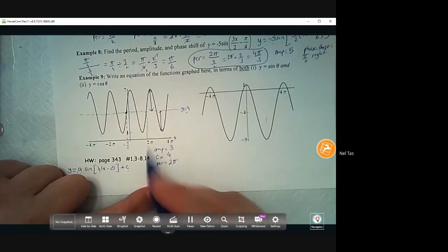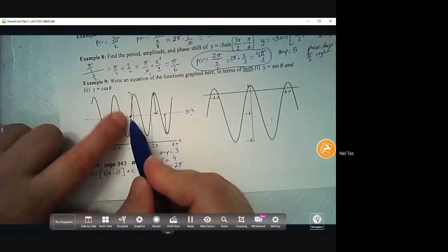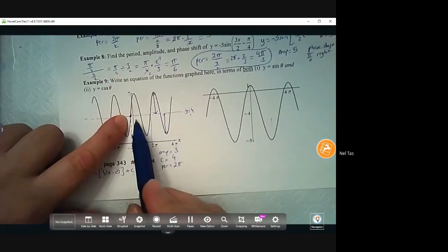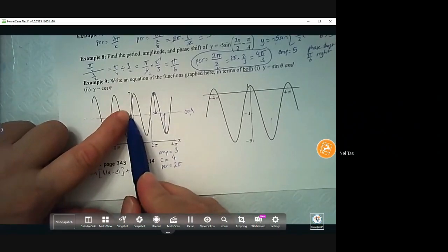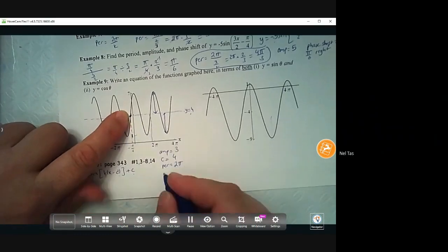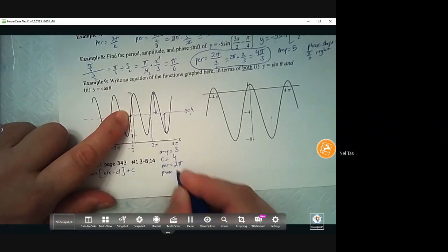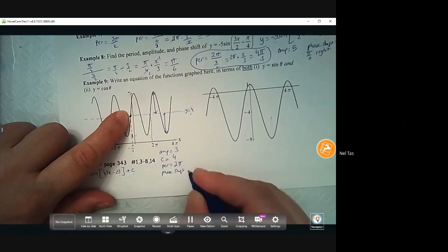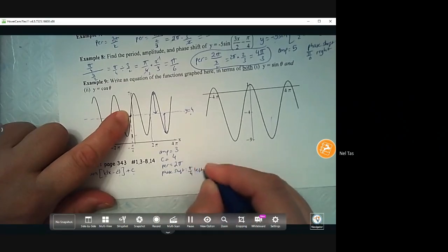Also, you need to look at the phase shift. Let's start with the sine graph. If we do the sine graph, it starts from a 0. So it is pi over 4 to the left. So phase shift is pi over 4 to the left.